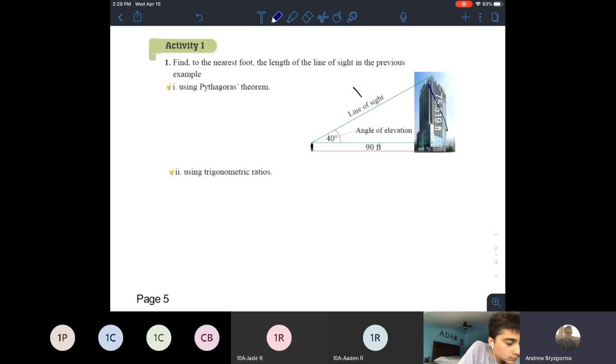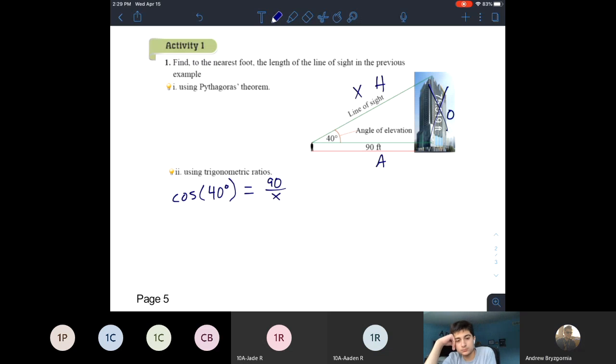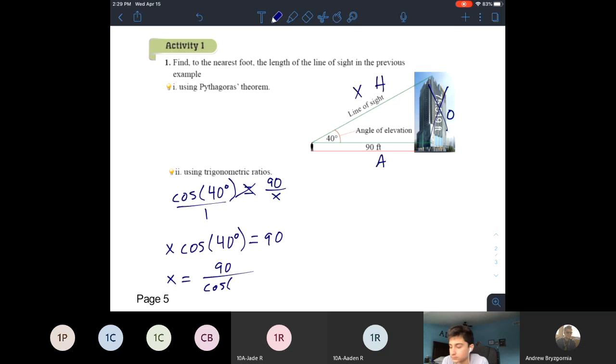So anyway, as I said, we're going to ignore the 75.519. If we label the 3 sides again, we still have adjacent on bottom, hypotenuse is x, opposite is the one that we are ignoring. So in this case, we are going to use cosine of 40 is equal to 90 over x. Put over 1, cross multiply. We'll have x cosine of 40 equals 90. We'll divide both sides by cosine of 40. And when we put that into the calculator, we should get 117.49.